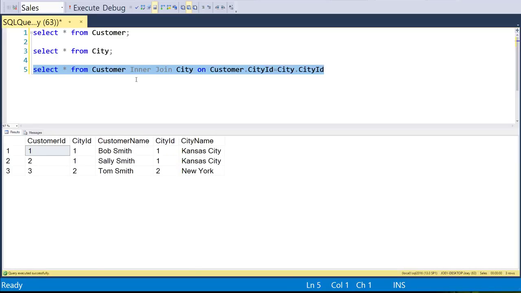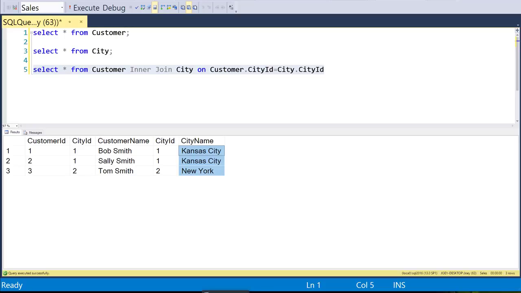So now we got the results, and we've got the 3 records we thought we would get. 1, 2, 3, and we have the city with each of those records. So that's the inner join. We only get the stuff that matches. And notice we didn't get the Mary Smith or the Houston in this case.